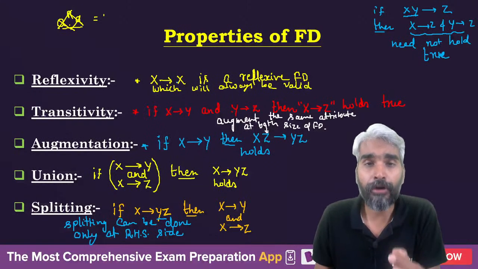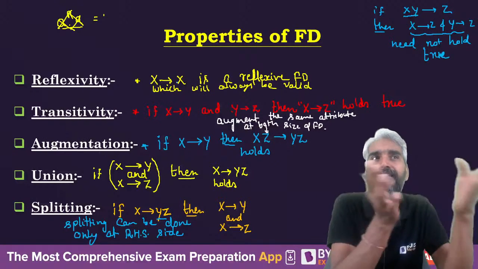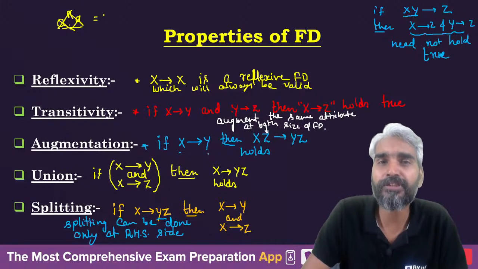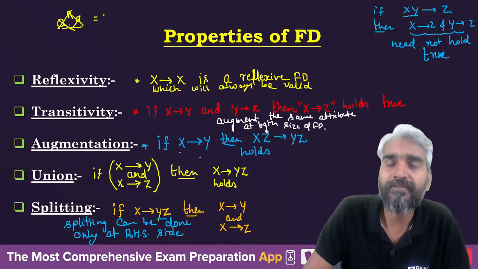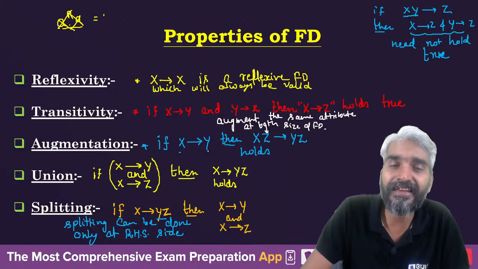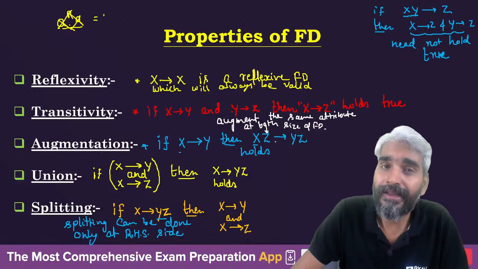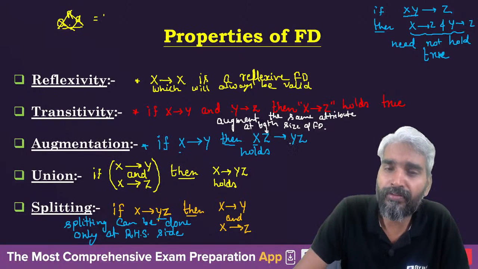Right? Similarly, augmentation: if X implies Y, so X can give you the information of Y, then you are saying XZ can give you the information of Y. Now try to understand. X is capable of giving the information of Y.